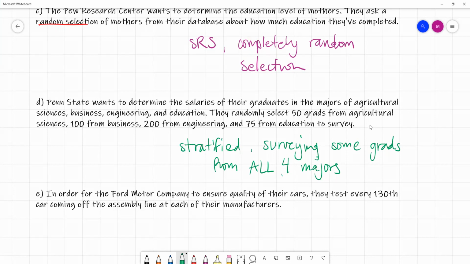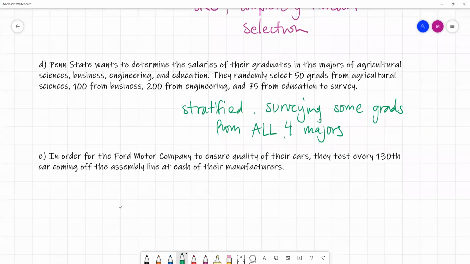Okay. And then the last one, we can already guess what this one is, but let's read through it. In order for the Ford Motor Company to ensure quality of their cars, they test every 130th car coming from the assembly line at each of their manufacturers. Okay, they're testing every 130th. So that automatically tells us that it is a systematic sample. Surveying every 130th car.